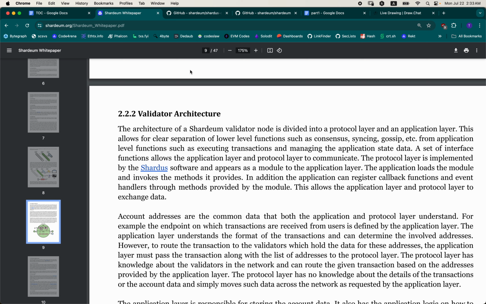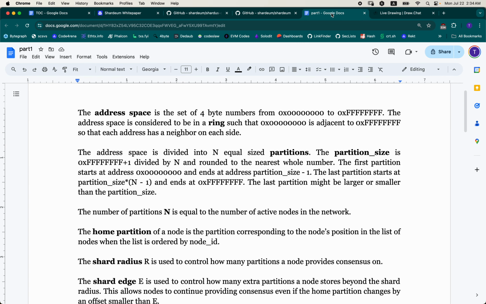The protocol layer implements functionality related to consensus, data syncing, and gossiping messages across the network. The application layer handles functions related to how to execute transactions and how to manage the application state data. But there is one thing both layers understand, and this relates to the account addresses. Account addresses are the common data that both the application and protocol layer understand. So let's go deep into the addresses.